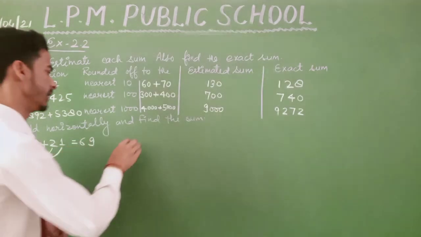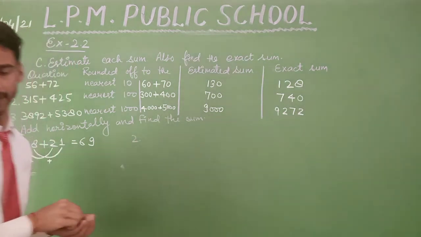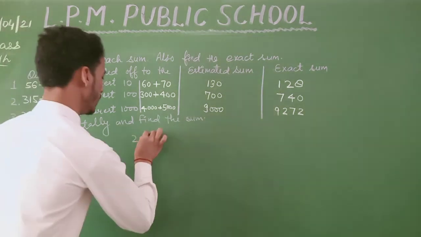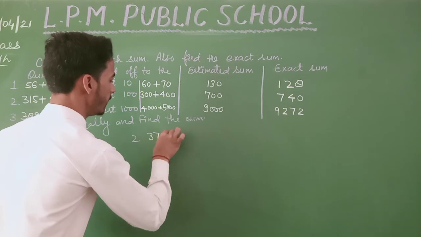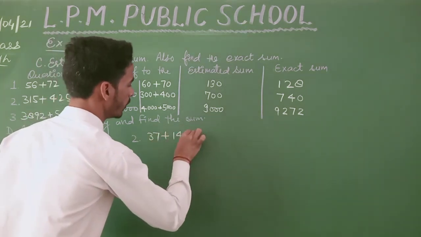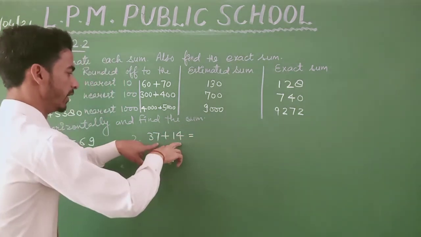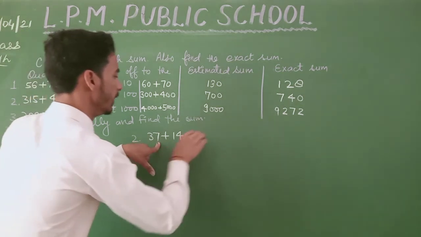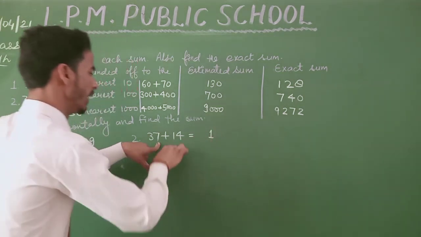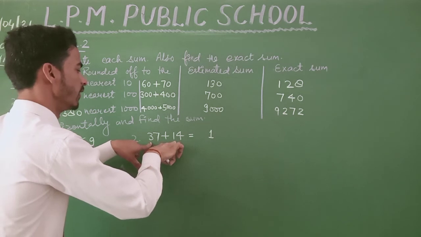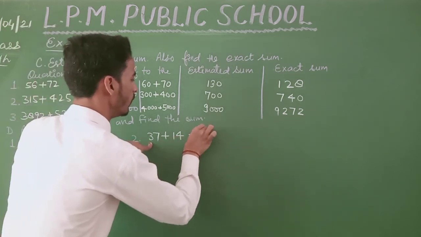Question number two is 37 plus 14. Firstly, we have to add the ones. 4 plus 7, 11, 1 carry, and now we have to add the tens. 3 plus 1 is 4, and 1 carry, 5.